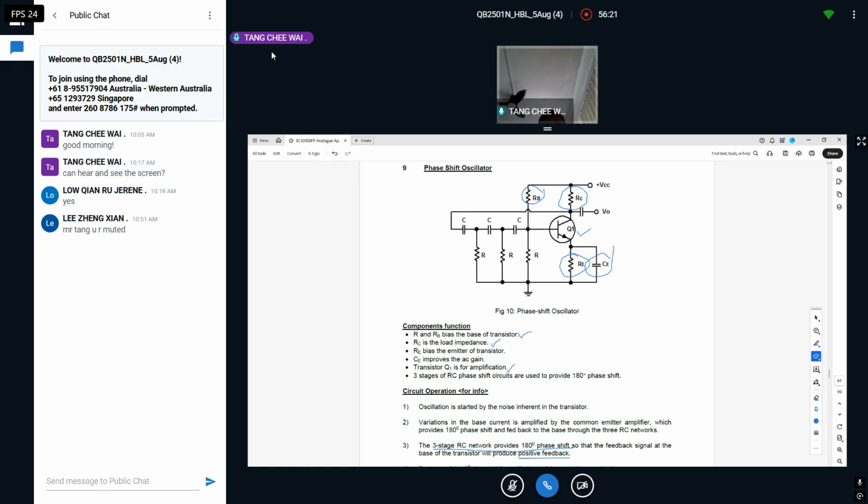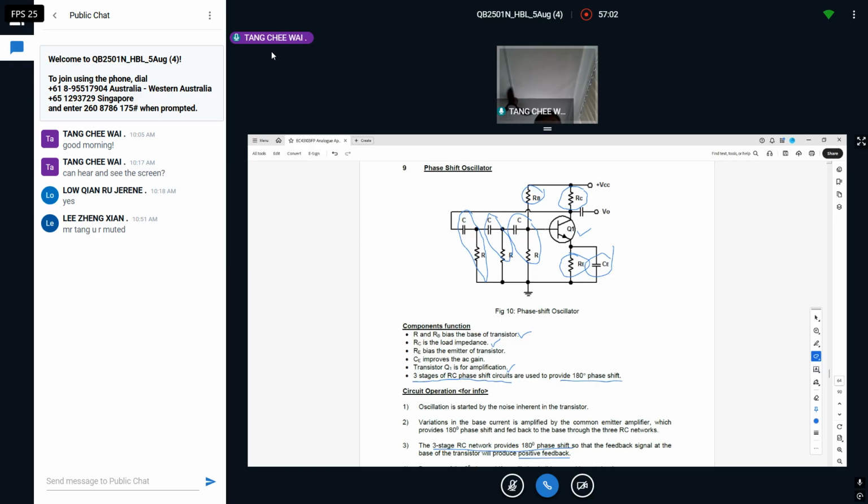And then the three pairs of main actors over here. I call them actors because just now there was LC, here is RC. There are three stages of phase shift circuits used here, to provide 180-degree phase shift. Can you all look here? What they mean is this one pair, this one circuit, another RC, another pair, and another pair. So there are three stages.